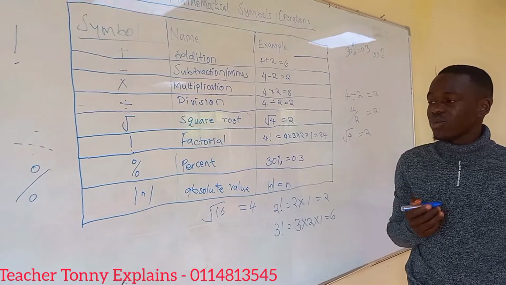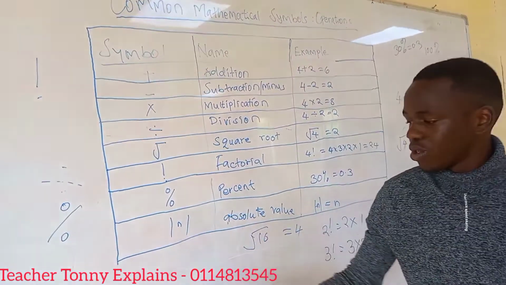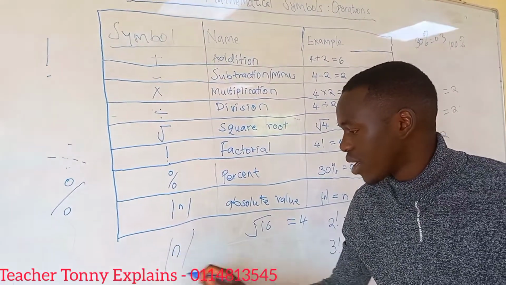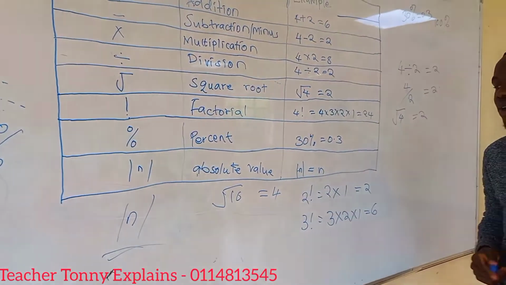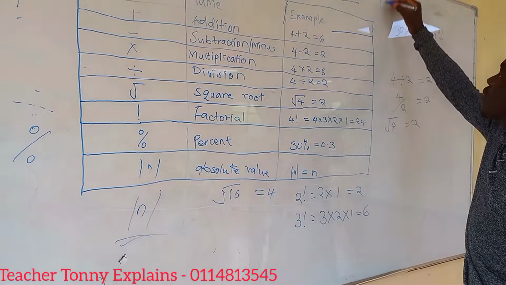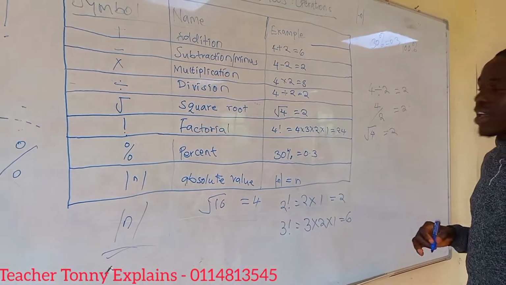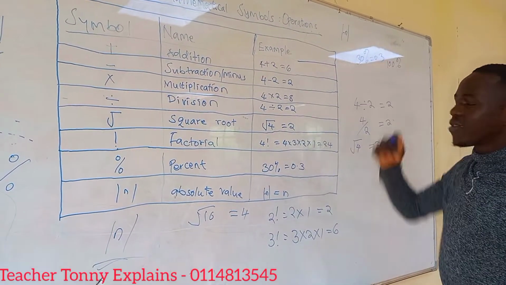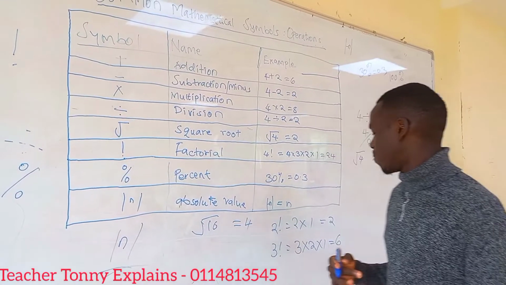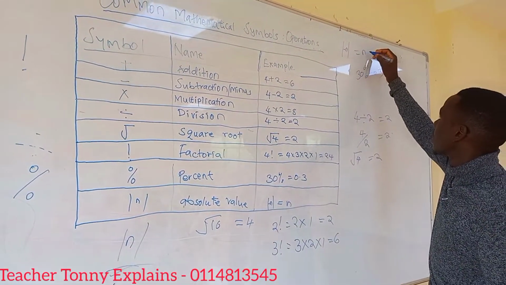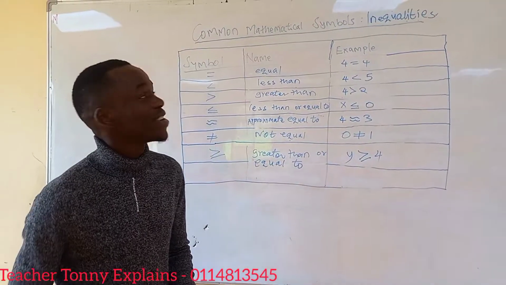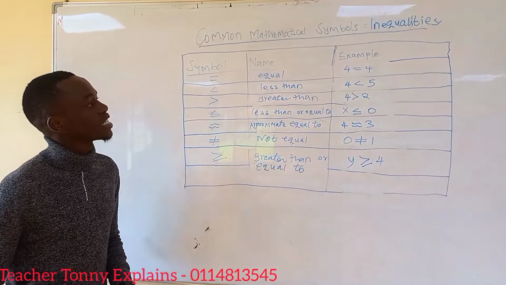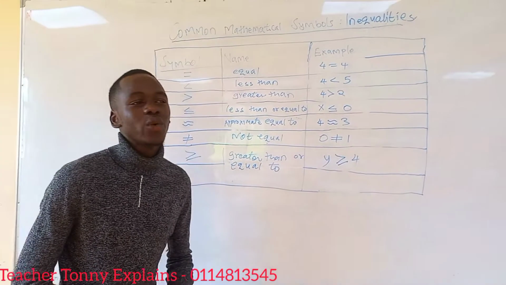The last symbol is this symbol, which is denoted by this symbol. Its name is absolute value. For example, if you want to find the absolute value of negative n, that is the same as negative n multiplied by negative n, we get n squared.